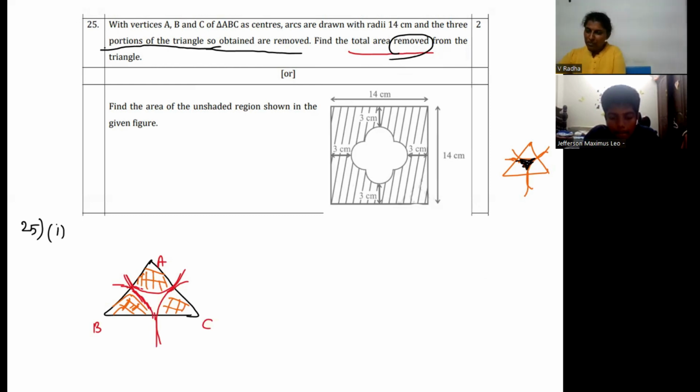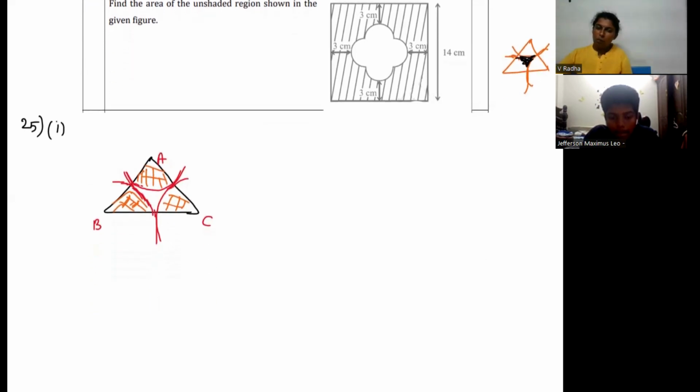Okay, ma'am. How to proceed? Each arc radius is 14. This also is 14. Everything is 14. So one side of the triangle will be 28 centimeters. Automatically it becomes an equilateral triangle. Correct? Yes, ma'am. Therefore, each angle of the triangle is 60 degrees.